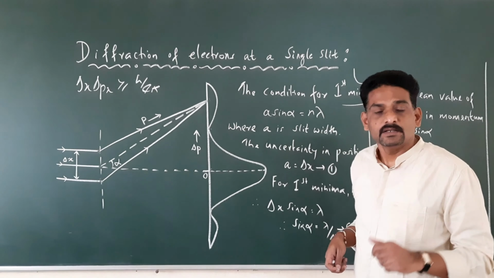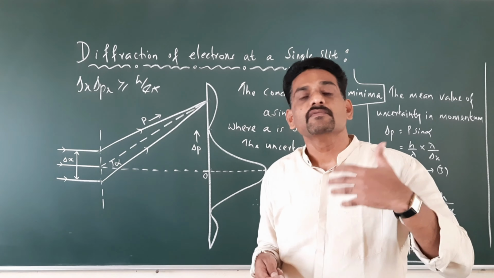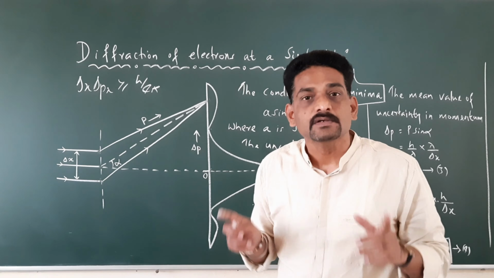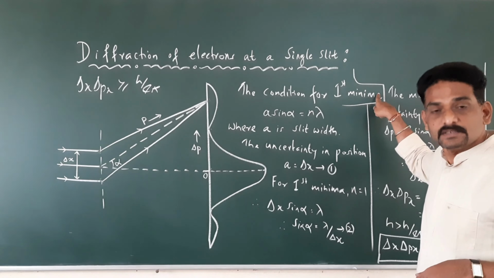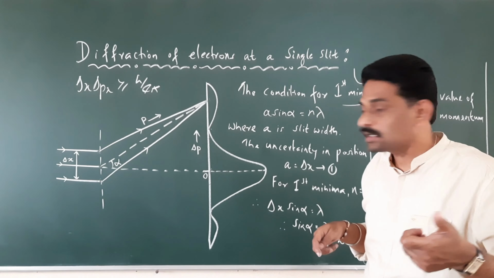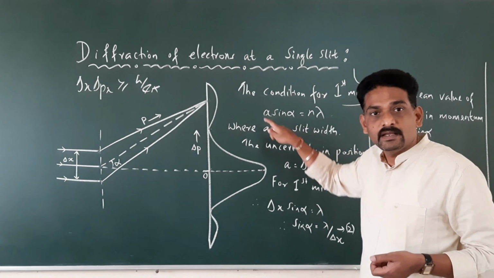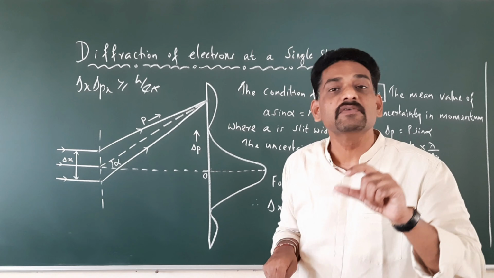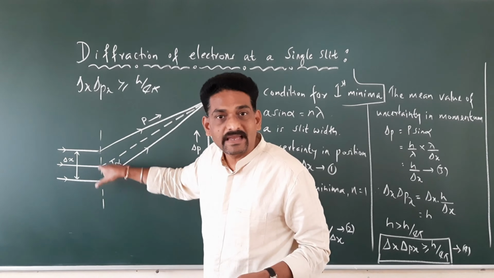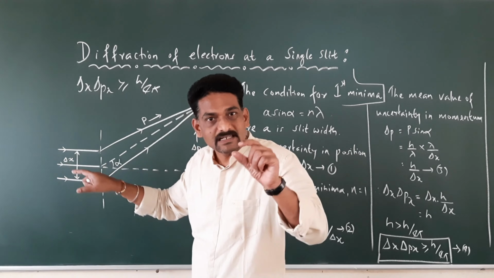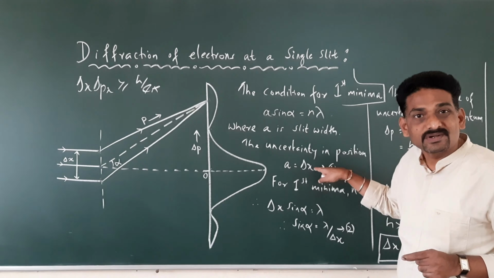For diffraction, whether it's electron diffraction or the diffraction of a light beam, the conditions are always the same. So what is the condition for first minima for the diffraction? It is always given by A sin alpha equals n lambda. What is A? A is the slit width, the width through which the diffraction is taking place. In this case, A is going to be delta x, the slit width. A is equal to delta x.